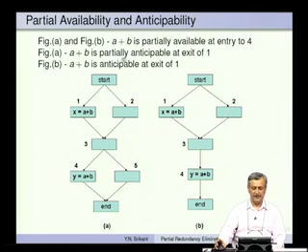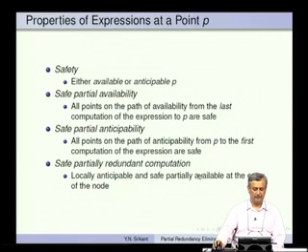In A, A plus B is partially anticipable at exit of 1. Exit of 1 is here. If we take this path it is computed, and if we take this path it is not computed. That is why it is partially anticipable. And in figure B, A plus B is anticipable at exit of 1 again. It is fully anticipable because from here it does not matter, there is only one path to take, and on that path A plus B is computed.